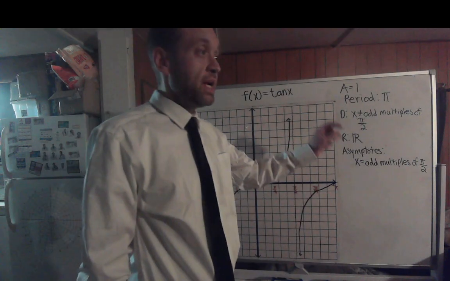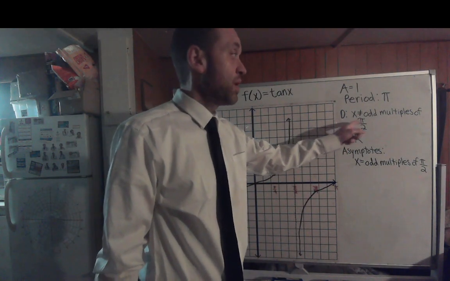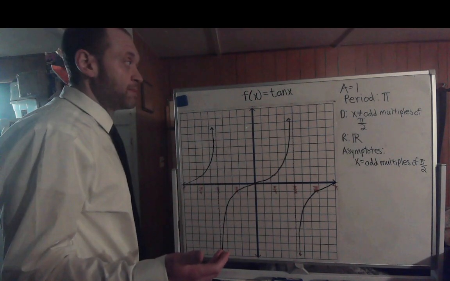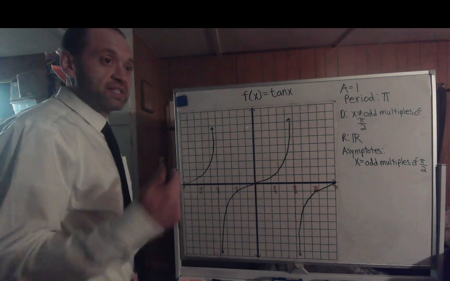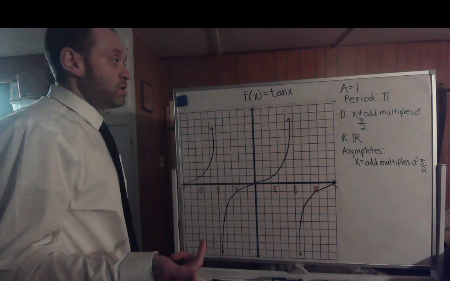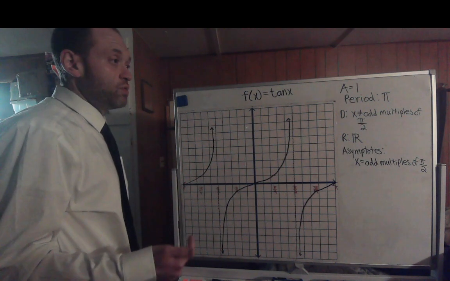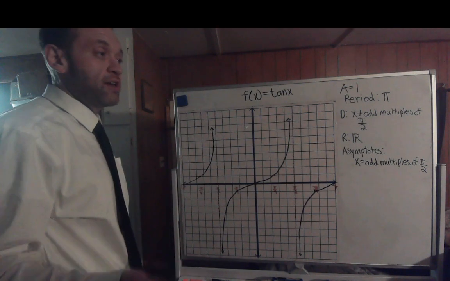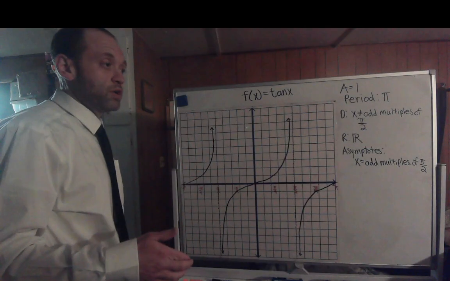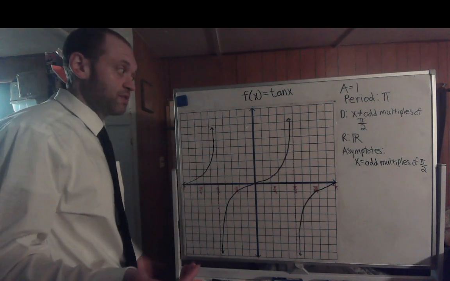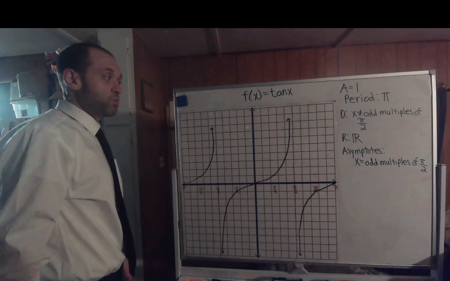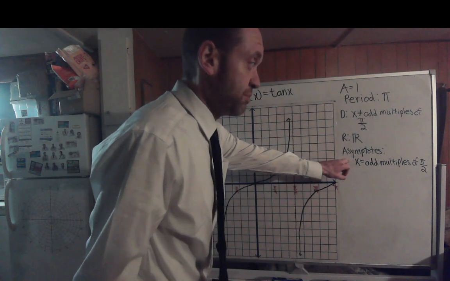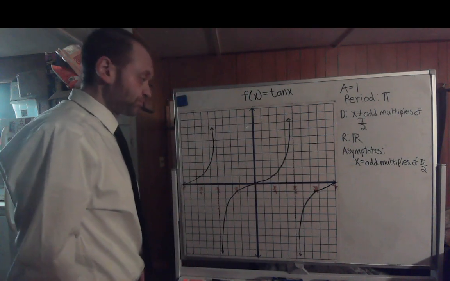And then your domain is all real numbers except where x equals odd multiples of pi over 2. The reason being is, we think of tangent as sine over cosine. Well, at pi over 2 or 3 pi over 2 or any odd multiples of pi over 2, you would either have 1 over 0 or negative 1 over 0, which would make the expression undefined. And thus, where it's undefined would produce vertical asymptotes where x equals odd multiples of pi over 2.